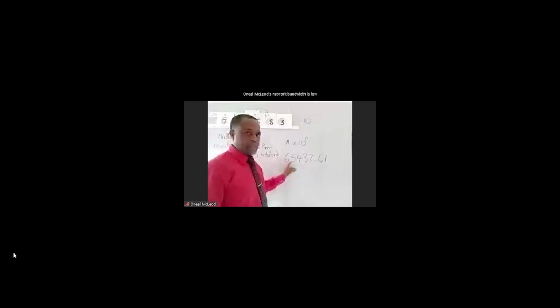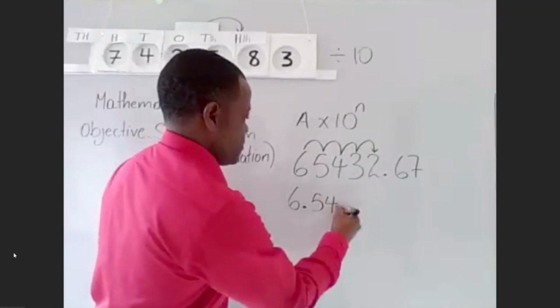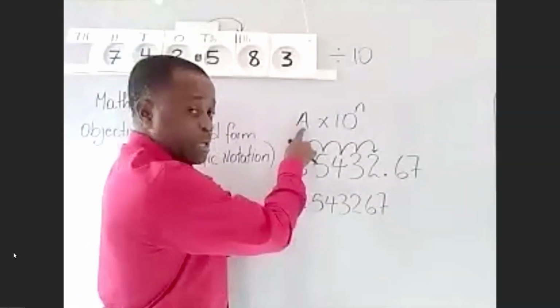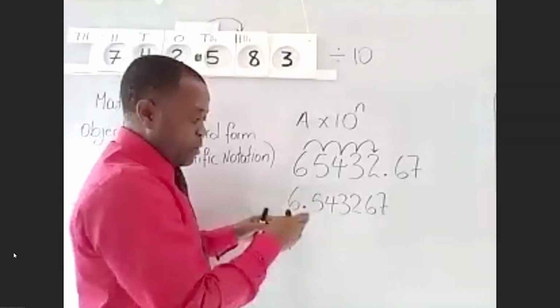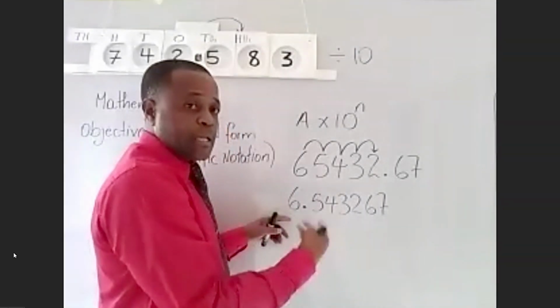Now, what we're going to do is just imagine moving all of the digits out of their position. So we're going to move the 6, and I'm moving it 1, 2, 3, 4 times. I would have to move the 6 4 times to get it in the unit position. All the other digits would have moved out of their position 4 times in order for us to move the 6 into that position. Now I can write it as 6.543267. Now this number, which is A, is between 1 and 10. But we're not going to change the value of the number. However, we're just writing it in standard form.